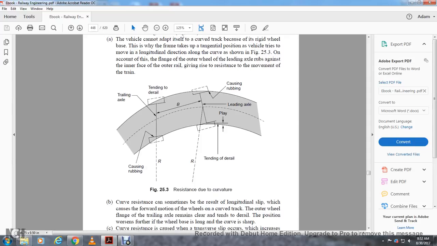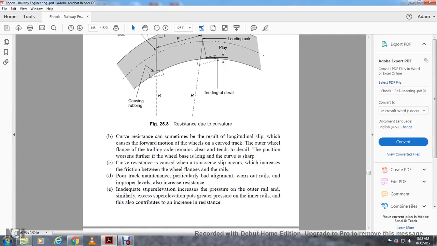Figure 25.3 shows the resistance due to the curvature. You have the leading axle causing rubbing, tending to derail, and the trailing axle. The curve resistance can sometimes be resolved with longitudinal slip, which causes forward motion of the wheel on the curved track. The outer wheel flange of the trailing axle remains clear and tends to derail. The position worsens further if the wheelbase is long and the curve is sharp. The curve resistance is also caused by transverse slip of the wheels, which creates friction between the wheel flanges and rails. Poor track maintenance, particularly bad alignment, worn out rails and improper levels, also increases resistance.